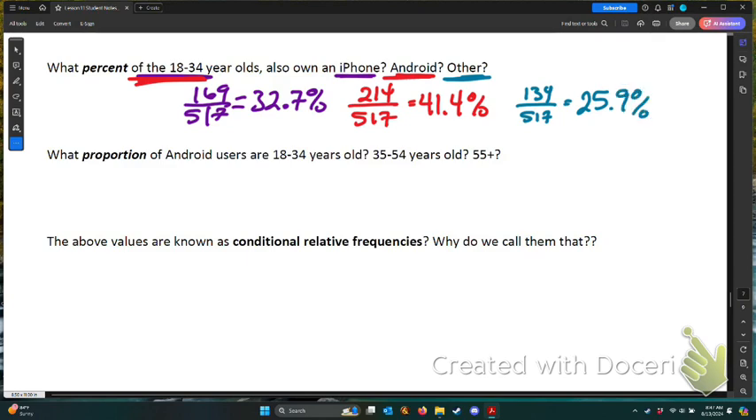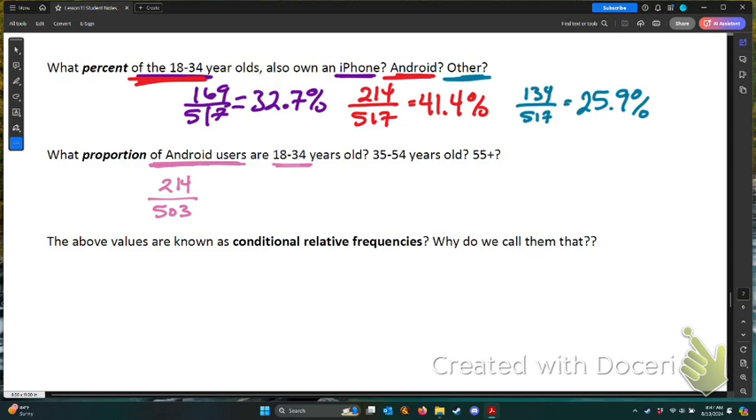Perfect. All right, does everybody see why we were using 517 on the bottom instead of the 2024? Yeah. Okay, because it was of the 18 to 34-year-olds. Perfect. All right, what proportion of Android users are 18 to 34-year-olds? What is the fraction you're going to use to get this answer? 214 out of 503. Why is the 503 on the bottom? Because it's the total of Android users.